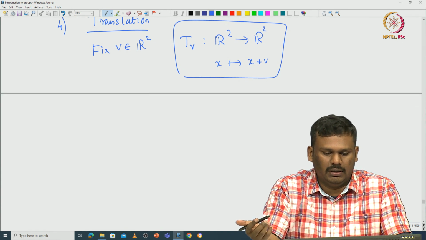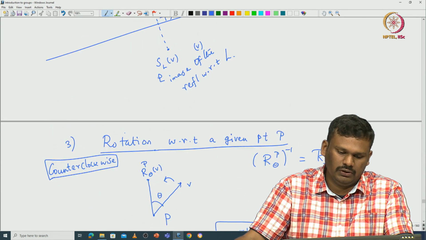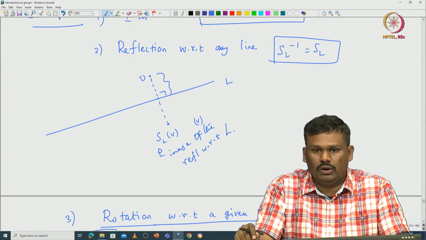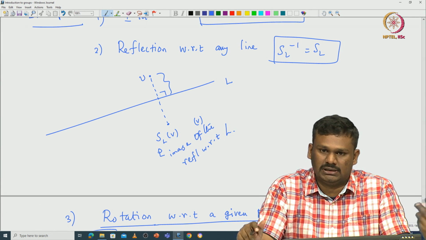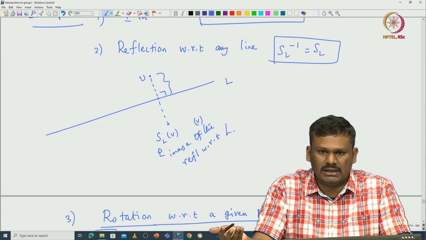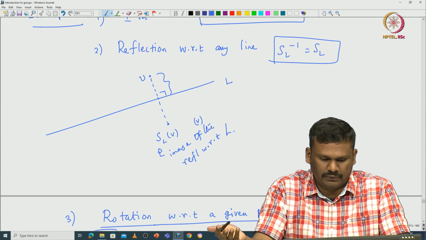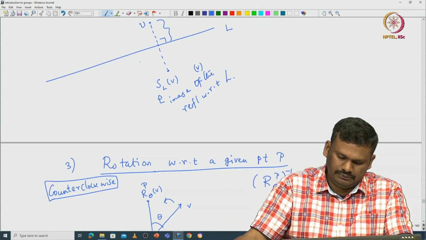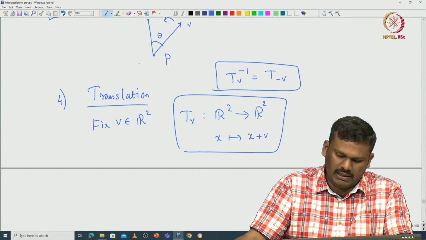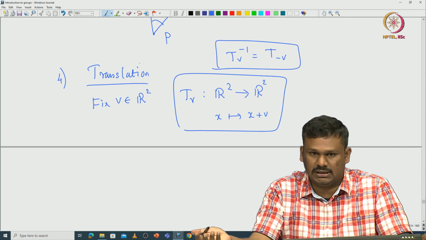For example, it will be proved later. If you take the composition of two reflections, then what you get is either a translation or a rotation. Okay. If you take a rotation and compose it with a rotation, then you will again get a rotation. Okay. So, now if you take a translation composed with a translation, again you will get a translation.